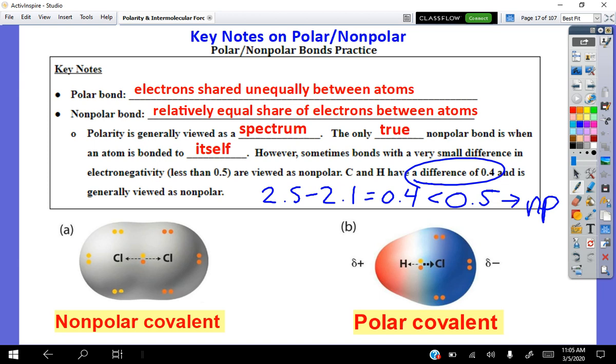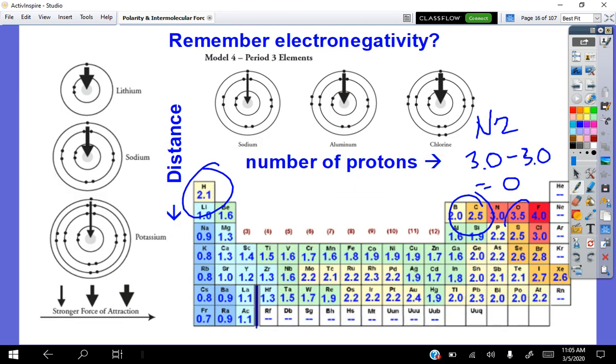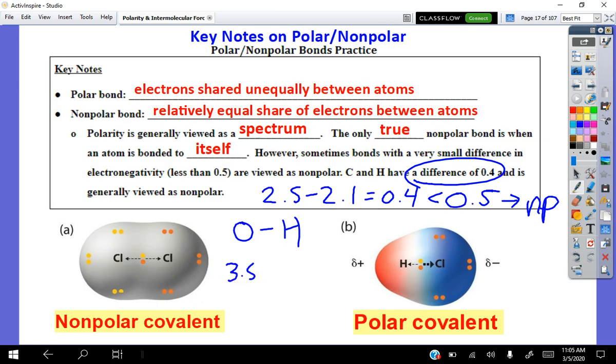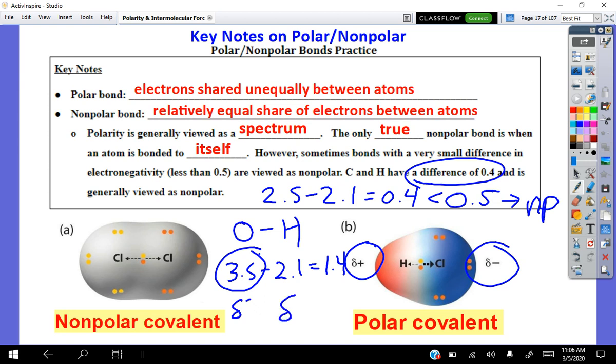So now when we are doing these calculations, like say an OH bond, we're always going to take the larger value minus the smaller value. So in this one, you've got O, which is 3.5. That's the larger value, minus the smaller value. And we get a difference of 1.4. This is considered to be very polar. Now, when we're trying to label where these partial negative and partial positives are, the partial negative goes with the more electronegative element. The partial positive goes with the less electronegative element.